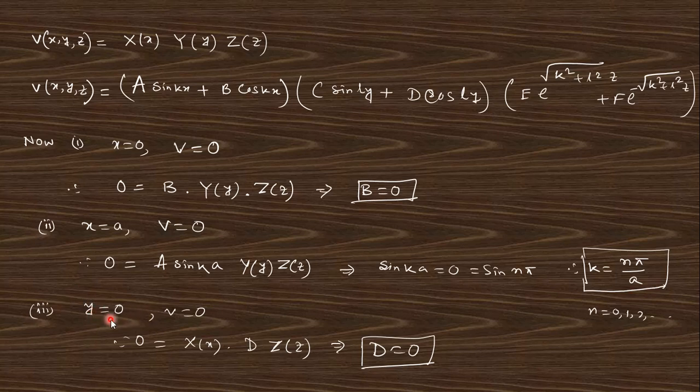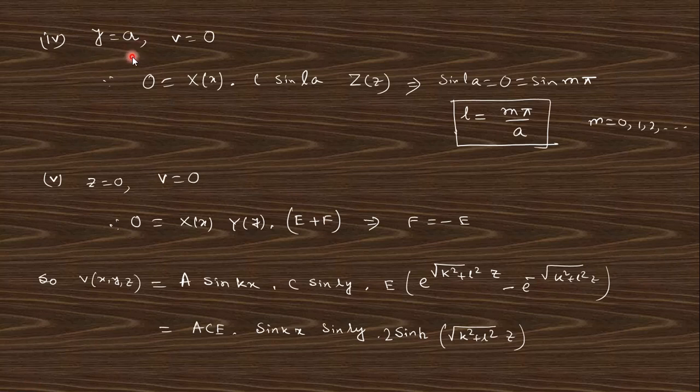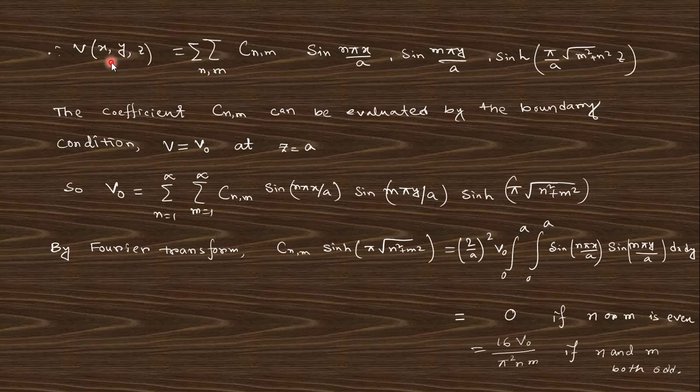Next condition: at y equals 0, V equals 0, we get d equals 0. And here at y equals a, V equals 0. From this we get the value of l. So finally from this expression we get f equals minus e. So we finally get this relation; calculate this one carefully, and V finally comes as a summation whose coefficient can be determined from the boundary condition.